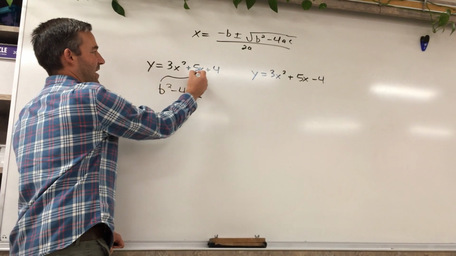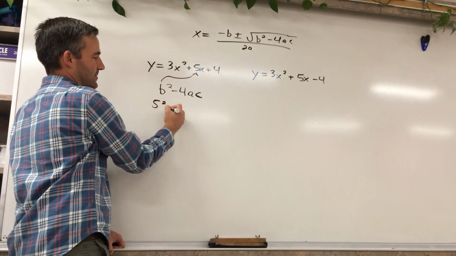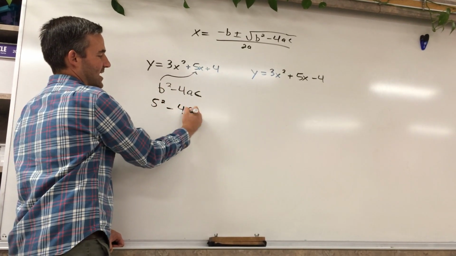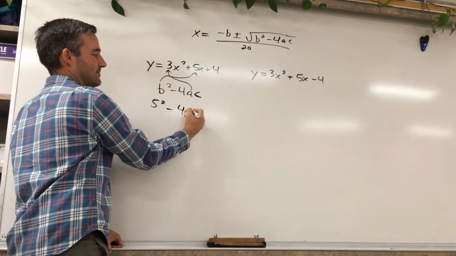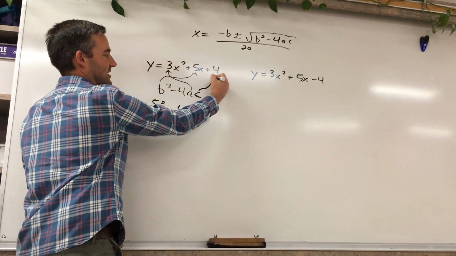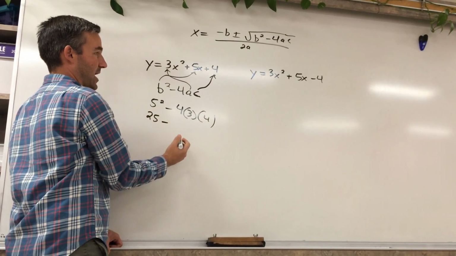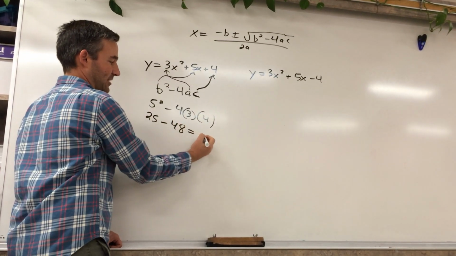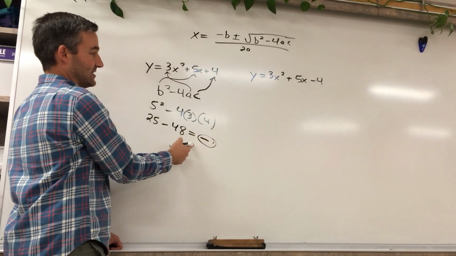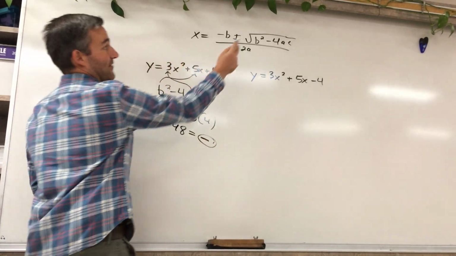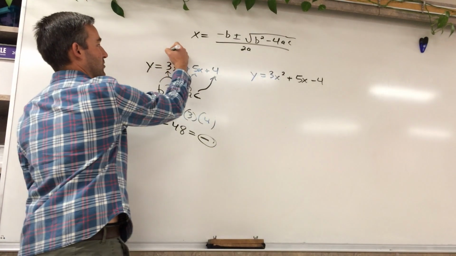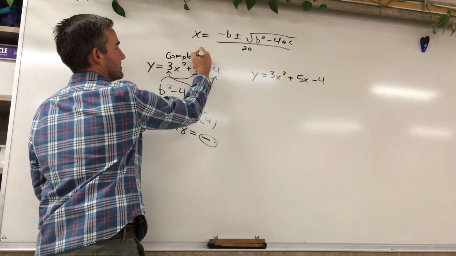So let's find the discriminant's value for each of these. b is 5, so 5 squared minus 4 times a, which is 3, times c, which is 4. Here we have 25 minus 48. That equals a negative number. Since it equals a negative number, we'll have a negative in the square root, and this is going to have complex roots.